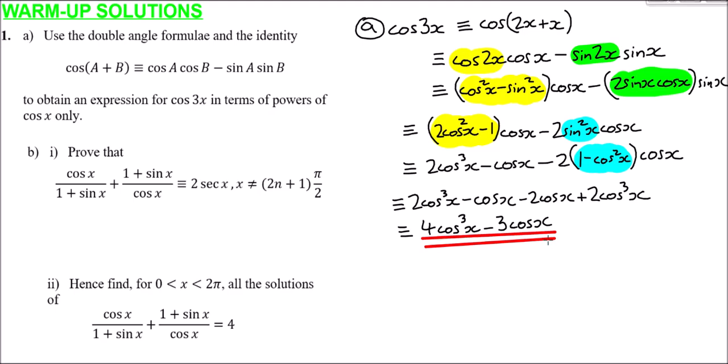Part B part 1 is a different sort of flavour. This time we're looking at proving an identity. So this time we've got cos x over 1 plus sin x, plus (1 plus sin x) over cos x. We need to prove it's one and the same as 2 sec x.